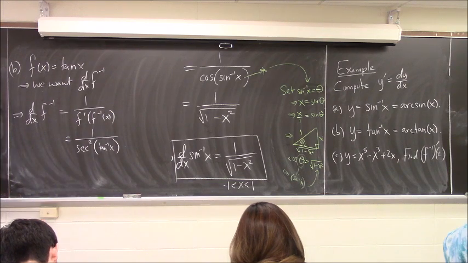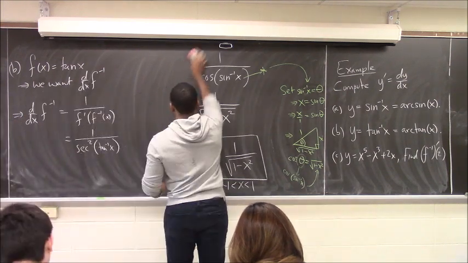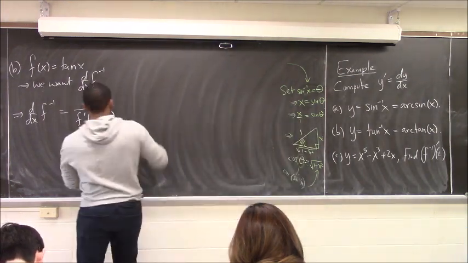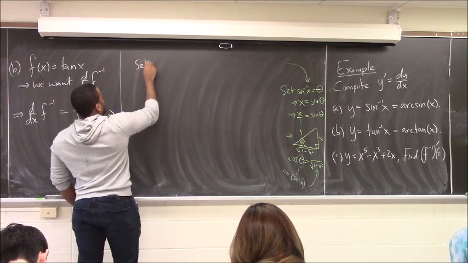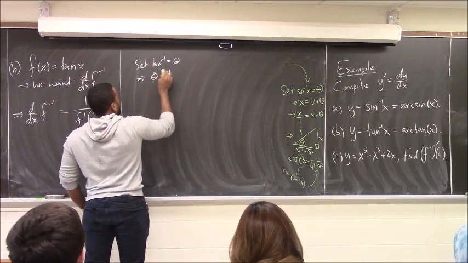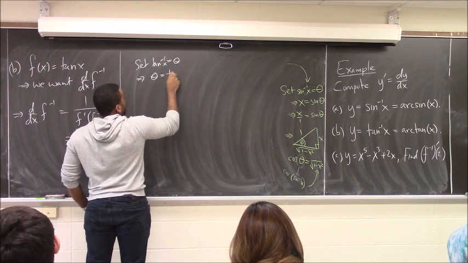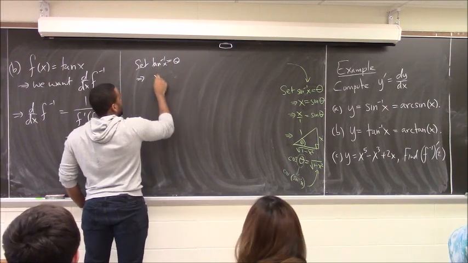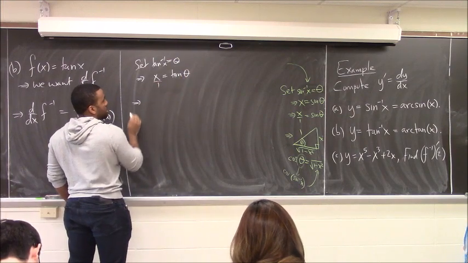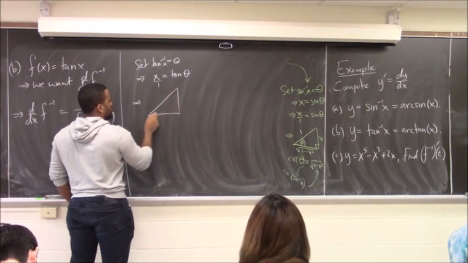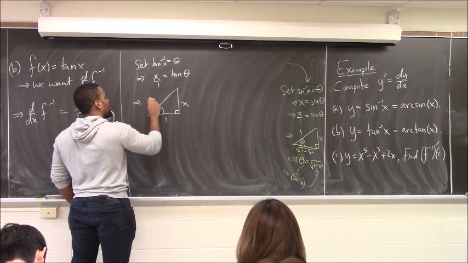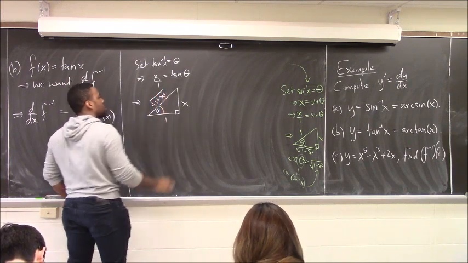Similarly, you're going to set tan inverse equal to an angle and figure out what that would result in. So if we set tan inverse of x equals theta, this means x is equal to tangent theta. Think of that as x over 1. That is opposite over adjacent, which means if I were to draw a triangle in this case, that would be opposite, that would be adjacent, and Pythagoras' theorem would give us the square root of 1 plus x squared here.